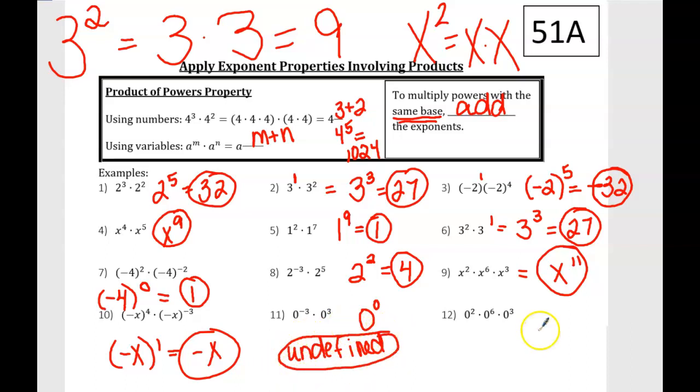And number 12, this would be our base is 0, our exponent is 11, and 0 to the 11th power is actually equal to 0.